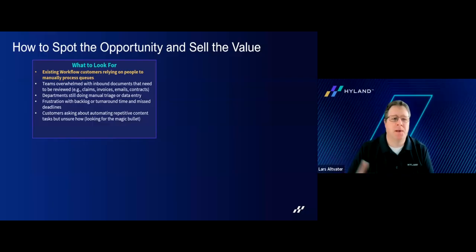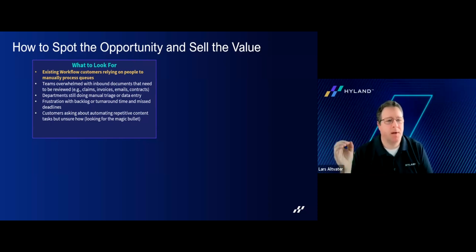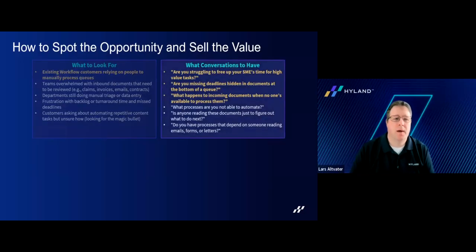How to spot opportunities and sell value. I'm not going through every point here in the interest of time. You can look at the slides afterwards. But some of the things to highlight: existing workflow customers, they're still relying on people to manually process queues, right? That's something to look for. Teams that are overwhelmed with inbound documents that need to be reviewed, right? Departments that are still doing a lot of manual triaging, and customers that drop hints, looking to automate certain tasks that they haven't been able to automate so far.